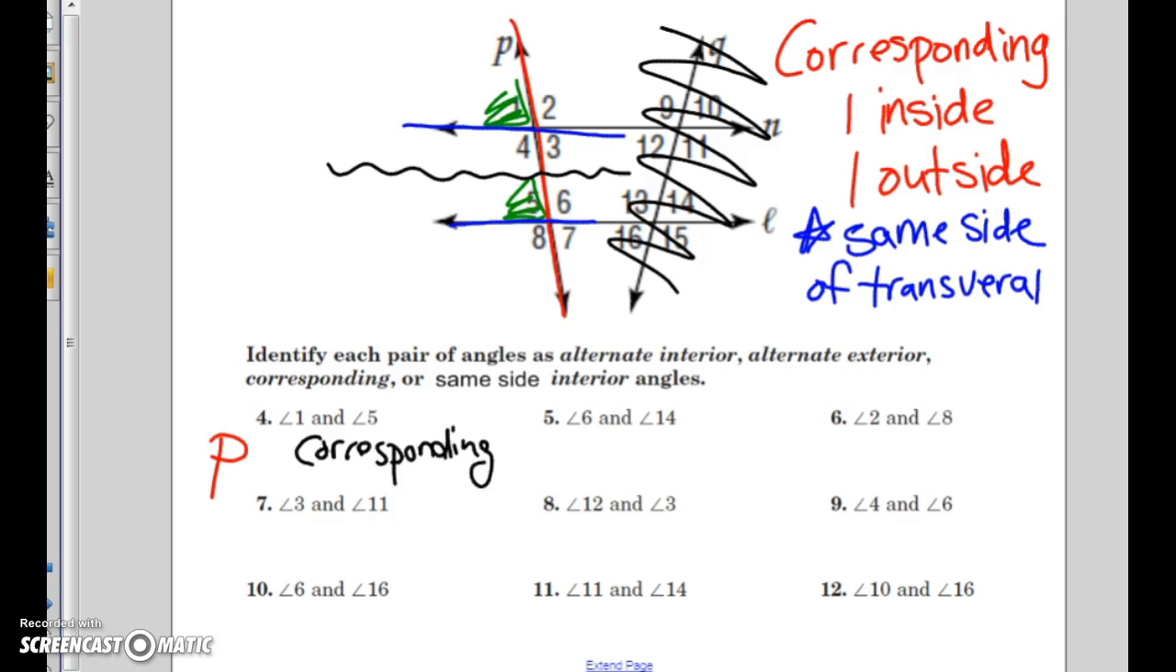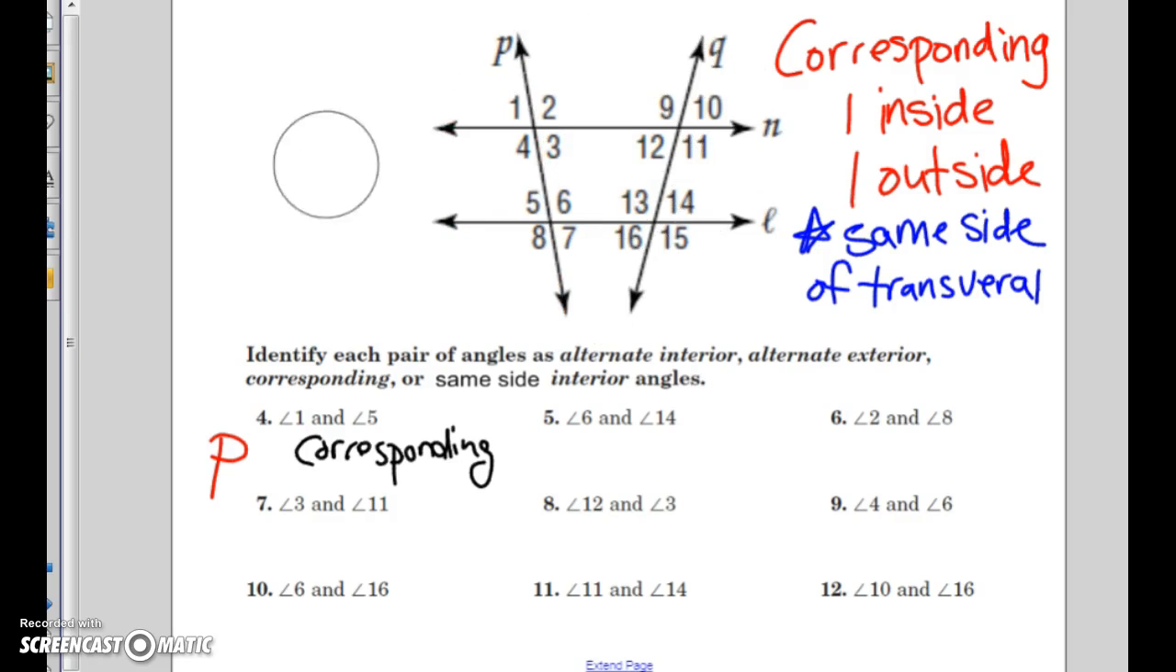And now I want you to do 6 and 14. We're going to look at 6 and 14. Well, one line touches 6 and 14. L is my transversal. Where would my blue lines go? P and Q.